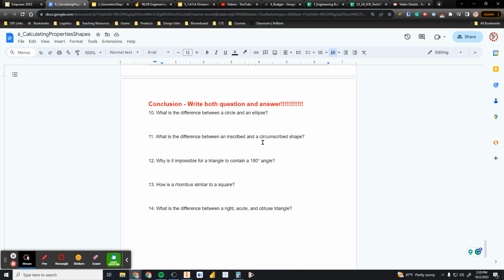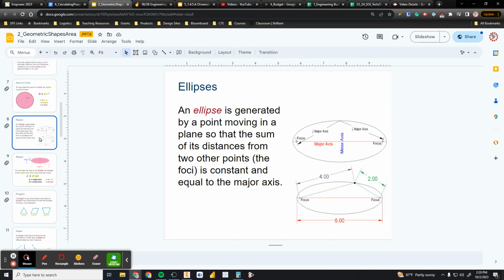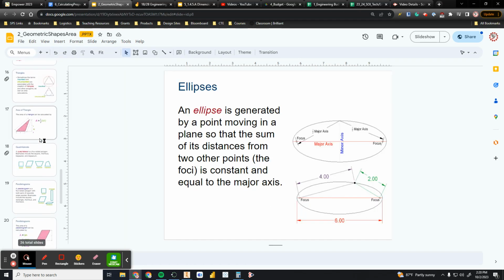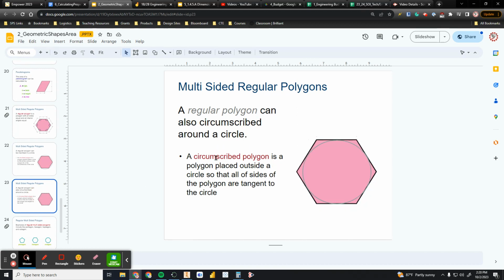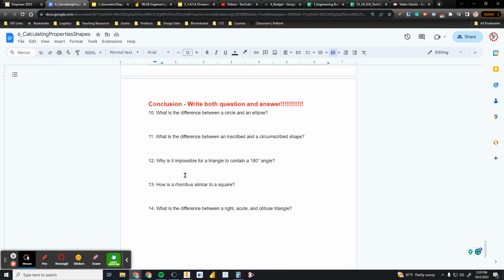What is the difference between an inscribed and a circumscribed shape? So here we go. We had looking at our polygons, where an inscribed polygon is the polygon placed inside a circle, whereas a circumscribed polygon is a polygon placed on the outside of a circle. Okay.